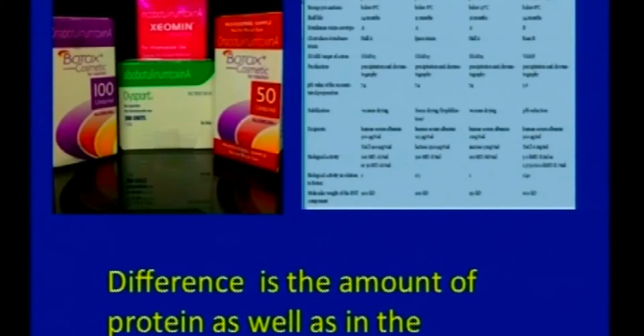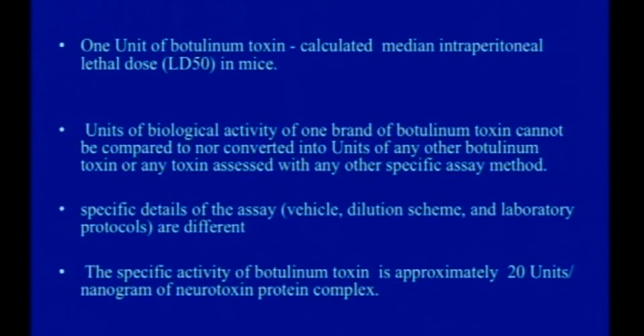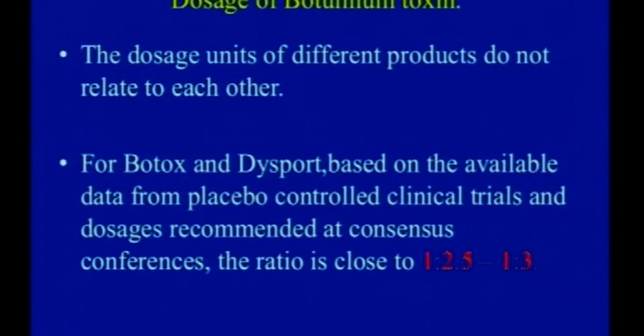The products available, with no financial interest here, are Botox, Xeomin and Dysport. The difference is in the amount of protein and also in the amount of albumin added to the product. So basically the unit of botulinum toxin corresponds to the calculated median intraperitoneal lethal dose in mice, and we need to remember the units of one product cannot be converted into units of the other product. For example, in Botox and Dysport, based on the available studies, clinical trials and also conferences, the ratio is close to 1:2.5 or 1:3.